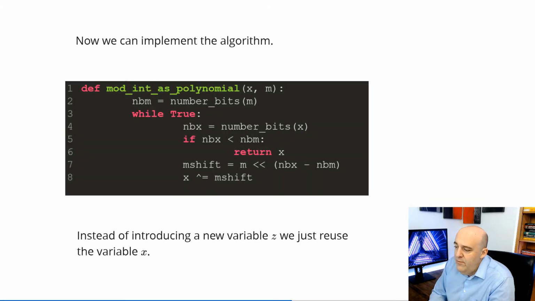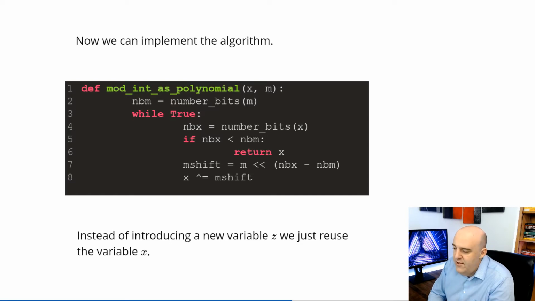And now we can implement that algorithm that we just discovered. So to write this function mod int as polynomial, which takes in x and m, the number of bits of m is defined to be nbm. That'll stay the same throughout the entire loop. But instead of introducing another variable z, why don't we just reuse x? And so a typical cycle through the loop will be like this. We'll define the number of bits of x to be nbx. If the number of bits of x is less than the number of bits of m, as we saw, that means we're done and we return x.